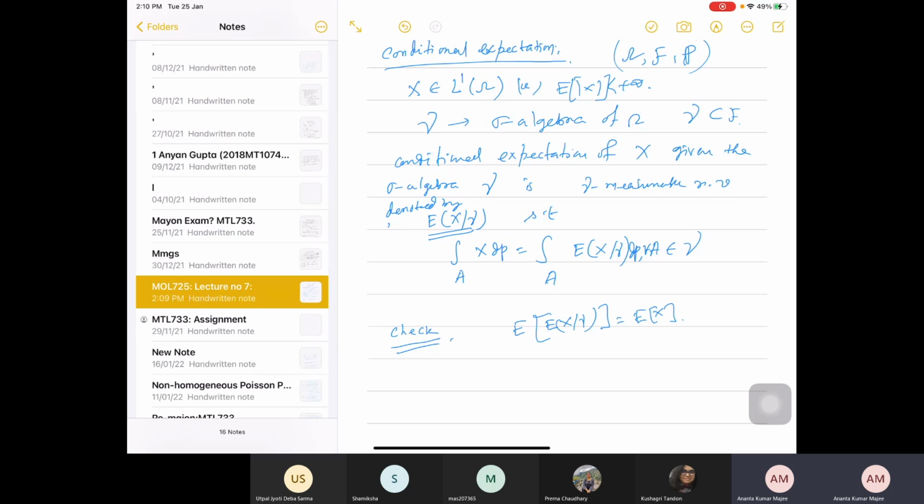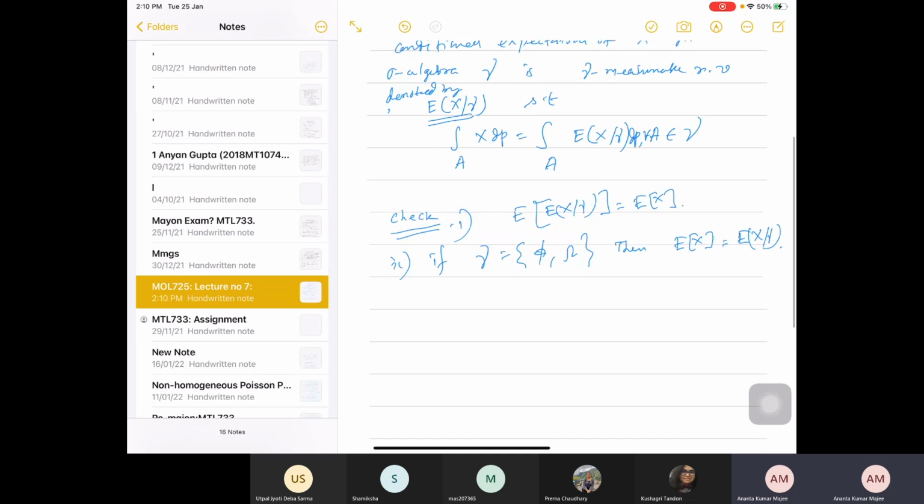Another thing is that if you consider the trivial sigma algebra, check it yourself: if nu is the trivial sigma algebra, that means basically I have the empty set and Omega, then the expectation of X is the same as E[X | nu].